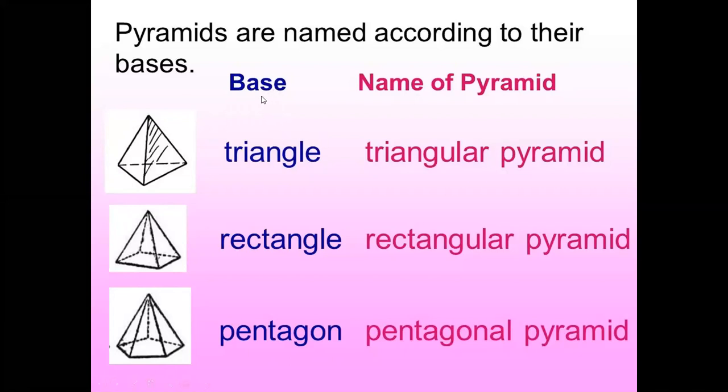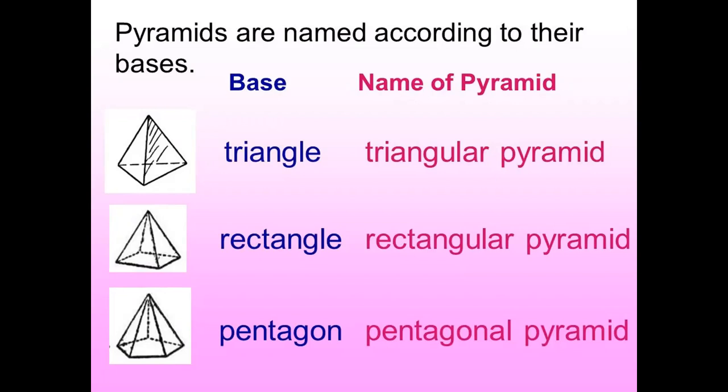Again, this is very important. We name the prism and also the pyramid by the name of its base, according to the shape of the base. If the shape of the base is a pentagon, it will be a pentagonal prism or pyramid. If the shape of the base is a hexagon, it will be a hexagonal prism or pyramid, according to the sort we have.